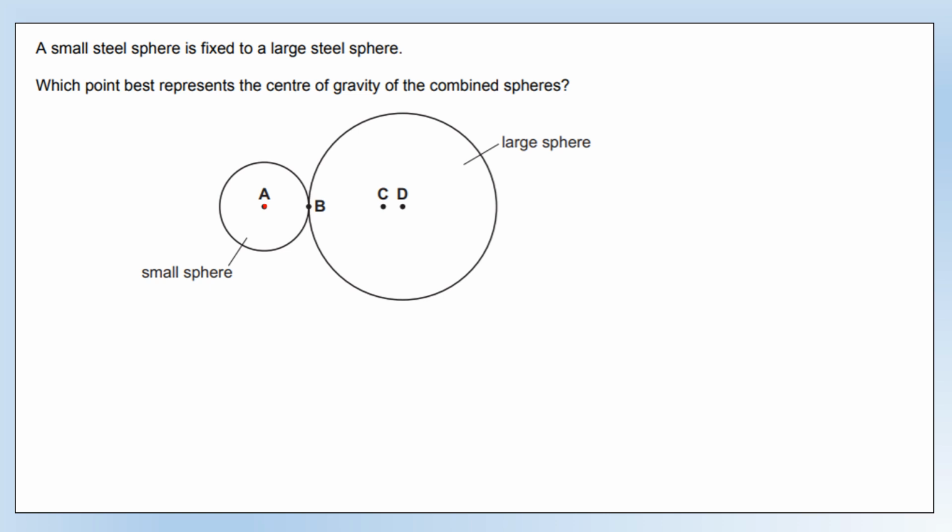So at the center of gravity of the combined object, the moment of the weight force of A would be equal to the moment of the weight force of D. So here's your W of A, here's your W of D. Since the weight of D is much bigger than the weight of A, the distance to the center of mass must be much smaller. So the big weight force multiplied by the small distance is equal to the smaller weight force multiplied by the larger distance. So the answer here is C.